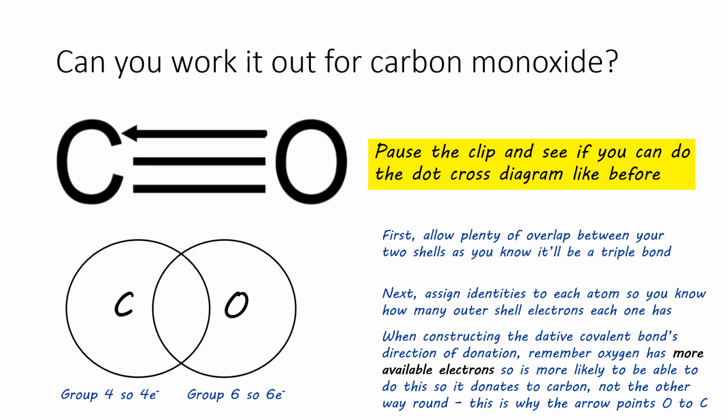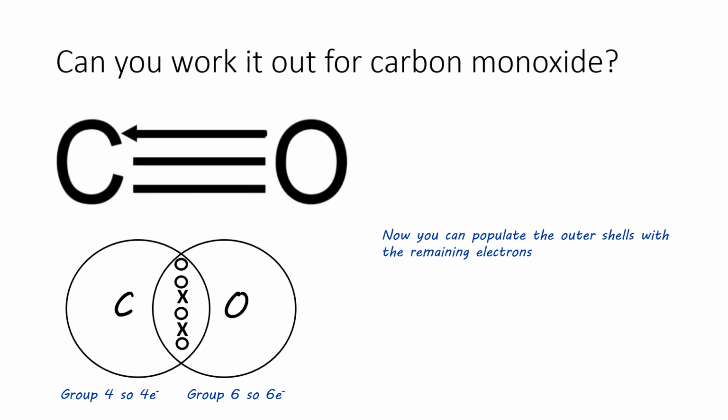So here's how it will work. You have your 2 electrons from oxygen to represent your dative covalent bond, and then the other 2 bonds in the triple bond are the normal type of covalent bond, where each atom puts 1 electron into the bond that it shares. Now what we have to do is populate the outer shells with the remaining electrons. Obviously, they have to add up to 8. So the oxygen gets a lone pair, and the carbon gets a lone pair.